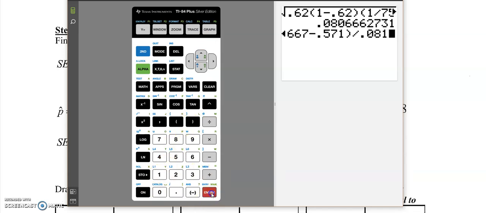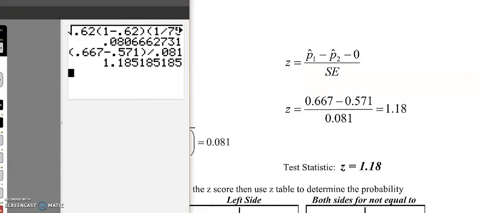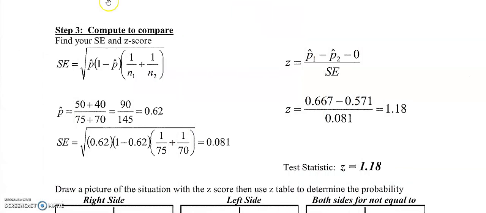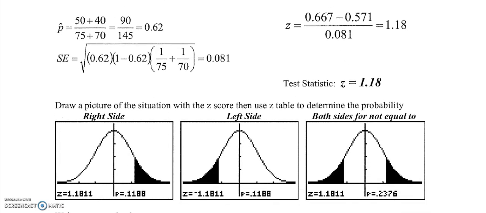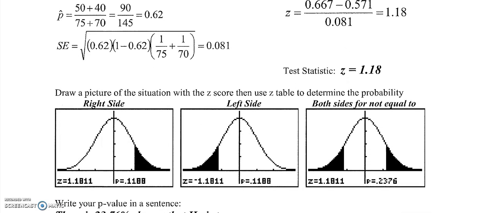And then press enter, and that's where we got our 1.18 or 1.19. Again, rounding depending on which numbers and how much you round. So we have 1.18 as our z. We can go to the z table, find less than, subtract from 1 to find the area here, then double it since we're doing not equal to.